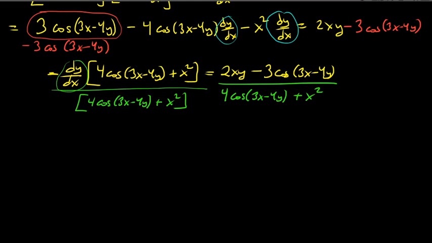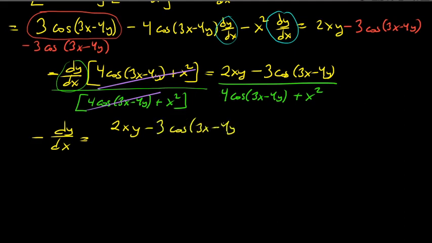So on the left side, they cancel. And we're left with, oh, don't forget the negative. Negative dy by dx is equal to all of this. So I'm going to have to write it all over again. My bad. 4y all over this. Same thing.